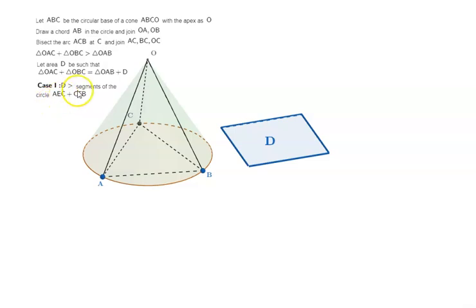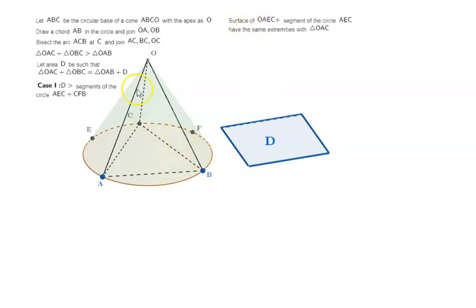Either D is greater than the segments of the circle AEC. Let me mark E and F. So the area D is greater than the circular segment areas AEC plus CFB, or it is less. Since there are two cases, let's take it one by one. So let D be greater than the segments of the circle AEC plus CFB.